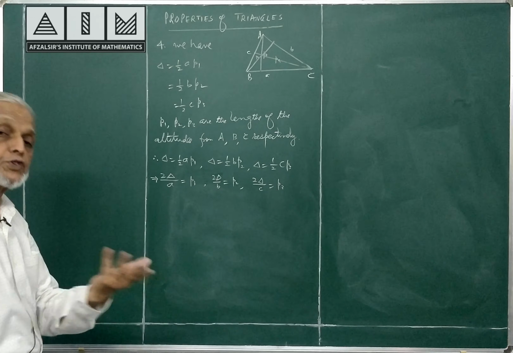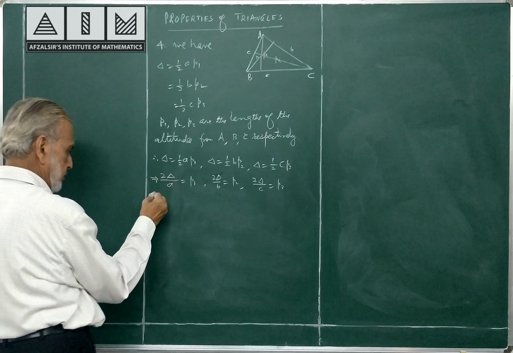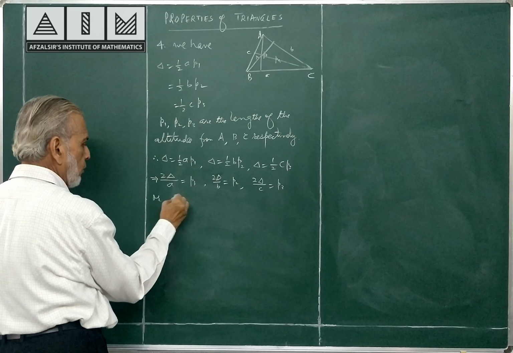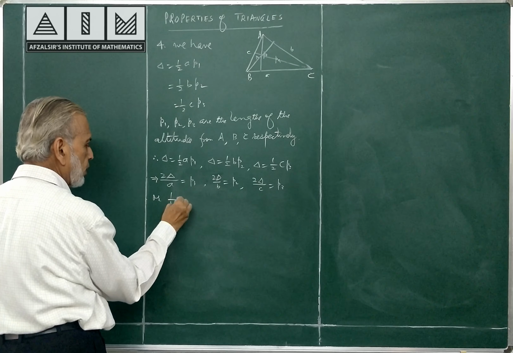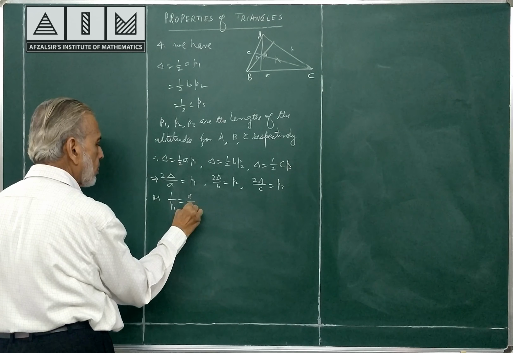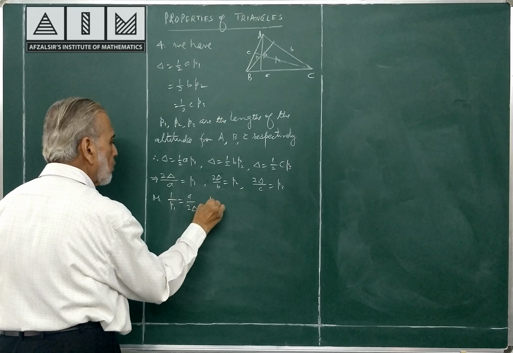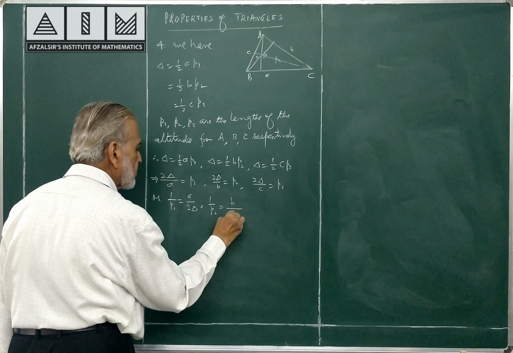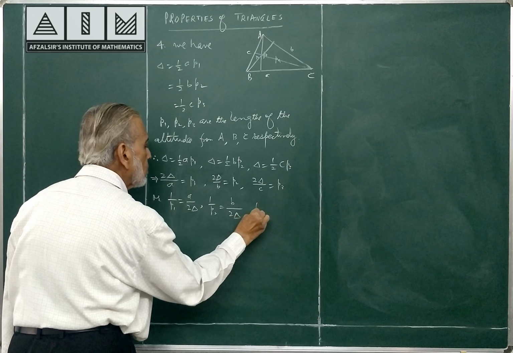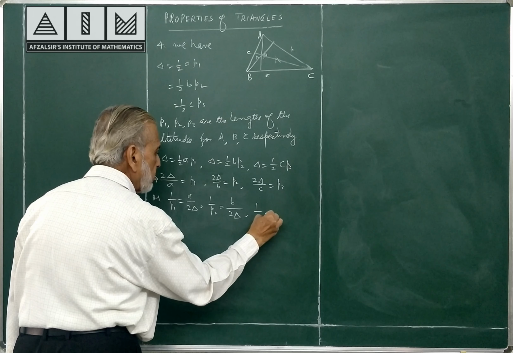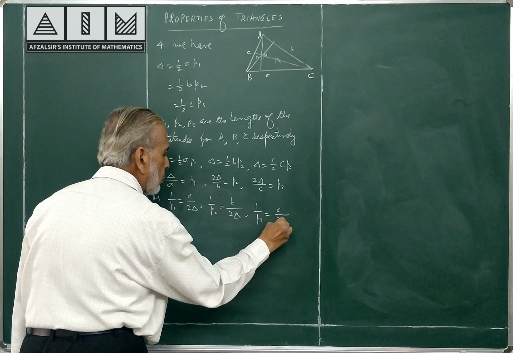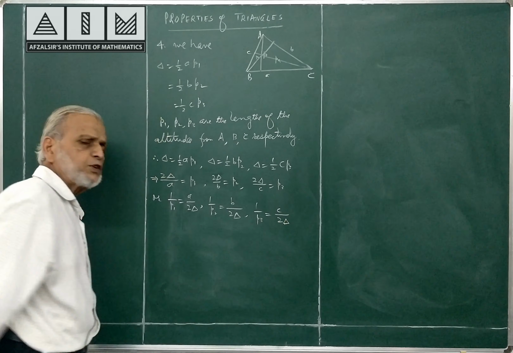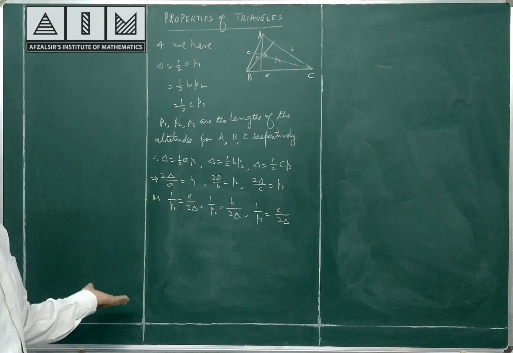Even these will be used in solving questions, or I may write 1 by P1 is equal to A by 2 delta, 1 by P2 is equal to B by 2 delta, 1 by P3 is equal to C by 2 delta. These will be freely used during the course of solving questions.